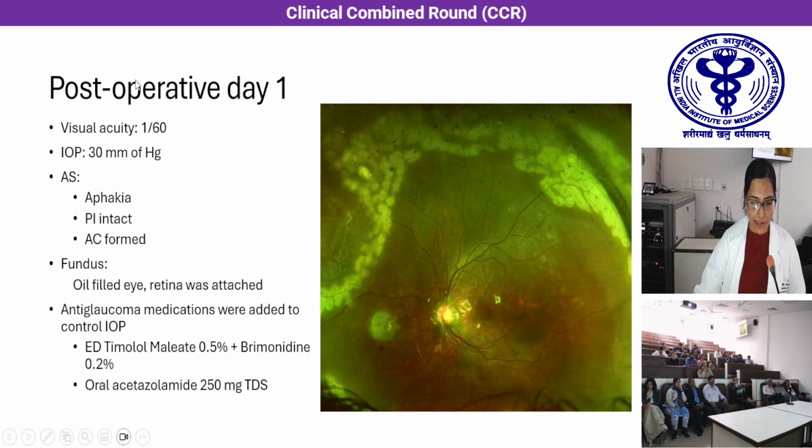So on post-operative day 1, the visual acuity in the left eye was 1/60 and the fundus was attached under the oil. However, the pressure was 30 millimeters of mercury, for which topical anti-glaucoma drugs with oral acetazolamide were added.